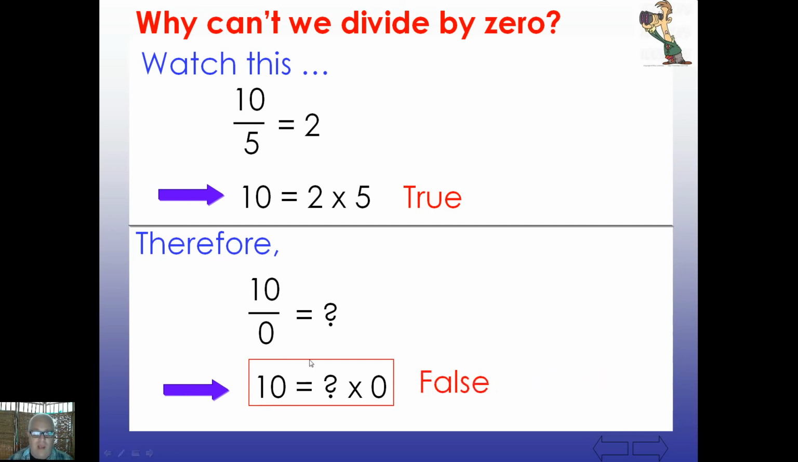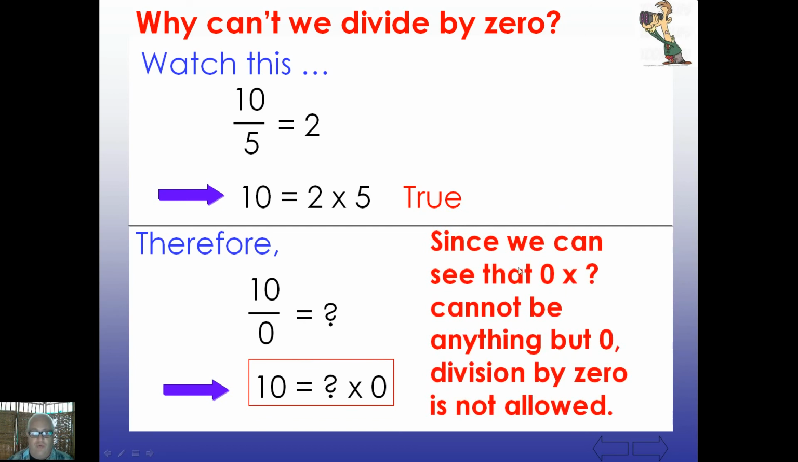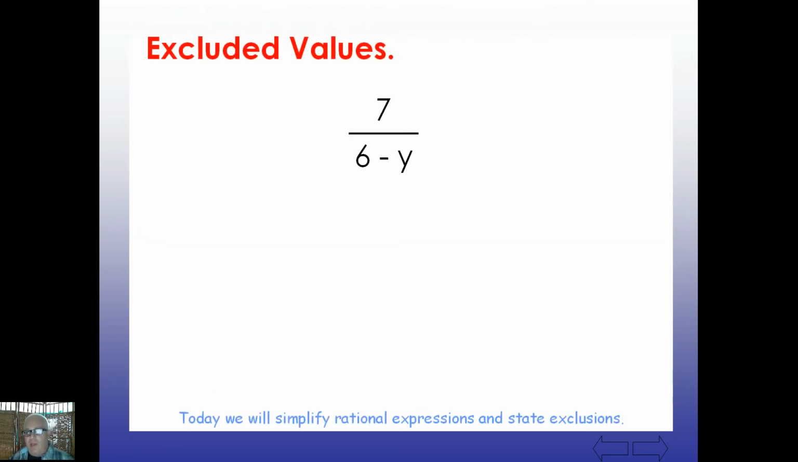So that is stating now that 10 equals 0, and that's not true. Since we can see that 0 times the question mark, whatever that happens to be, cannot be anything but 0, we can't have a statement of dividing by 0, because this would give us a false multiplication. This would say something times 0 is 10, and we know that's not true. All right, so there's a little bit of why we can't divide by 0. There's another way to look at it, dealing with infinite values and so on, but maybe we'll talk about that later.